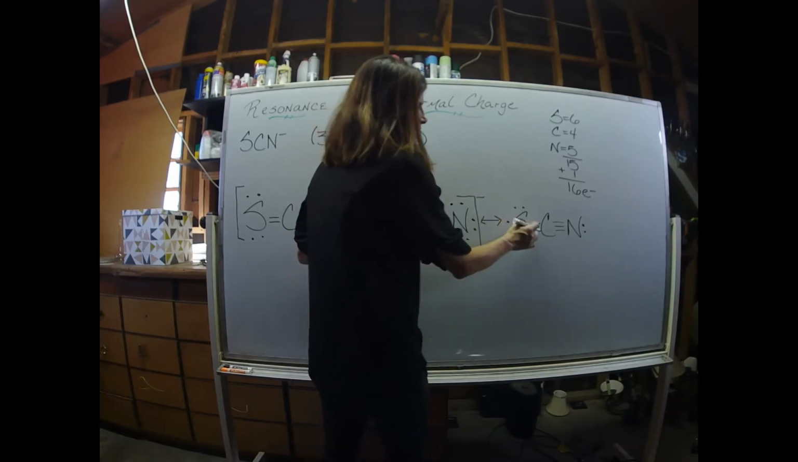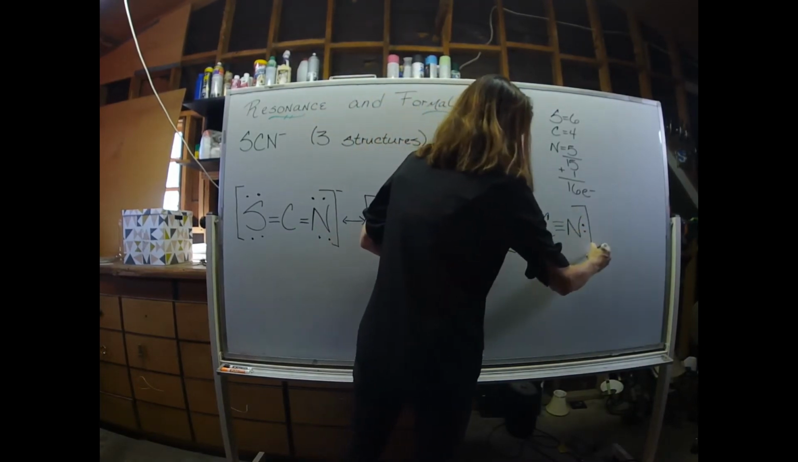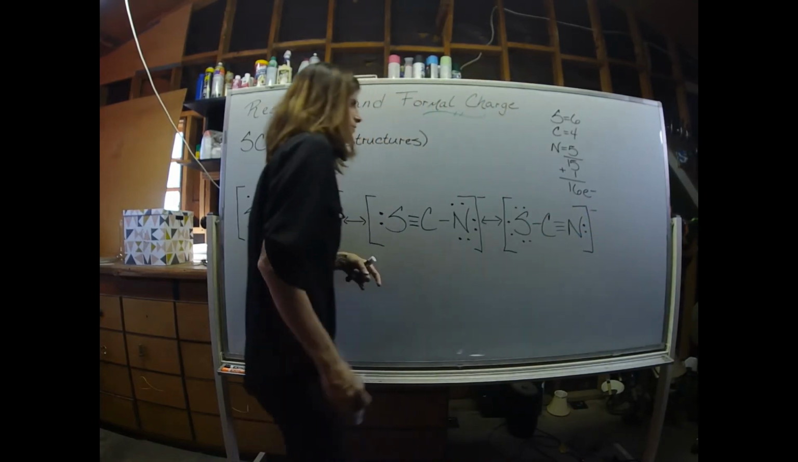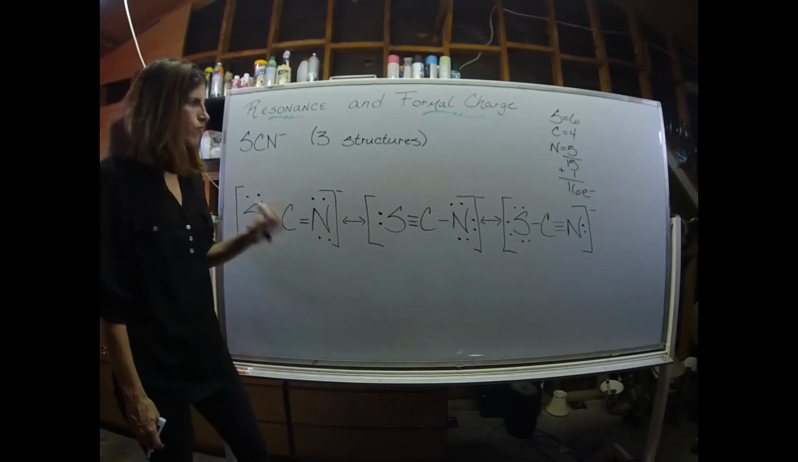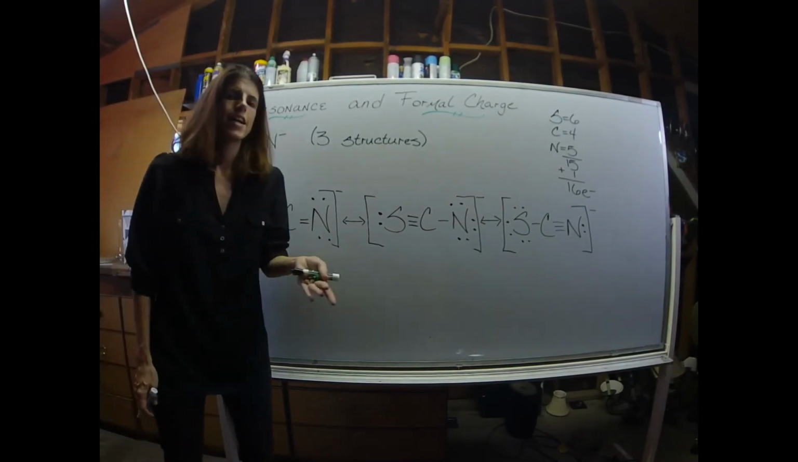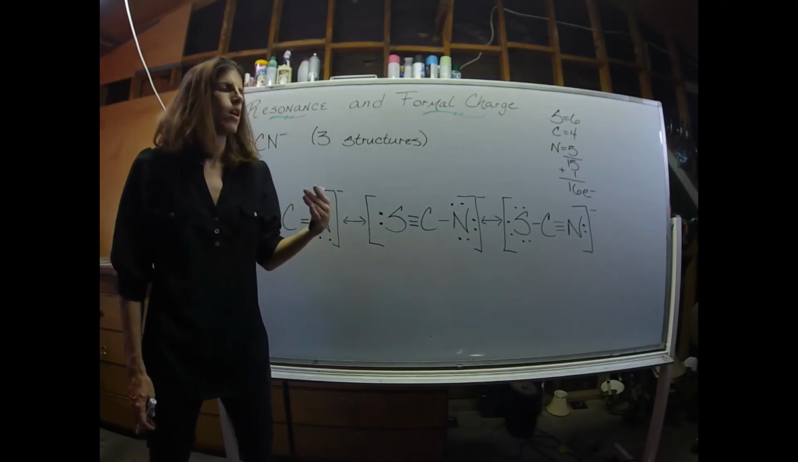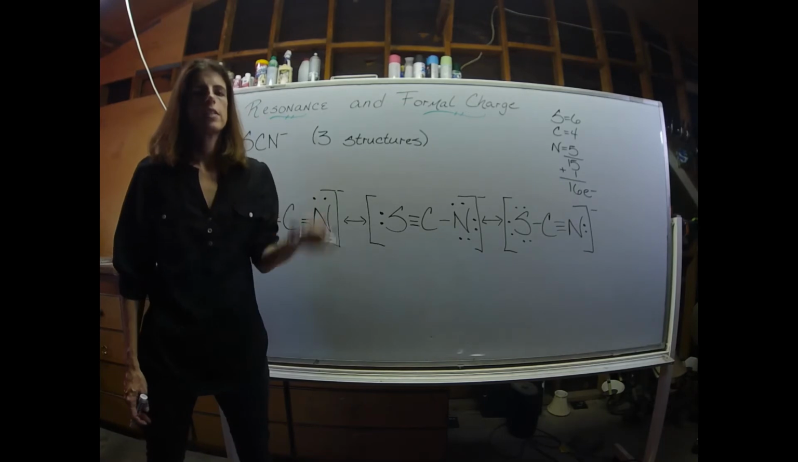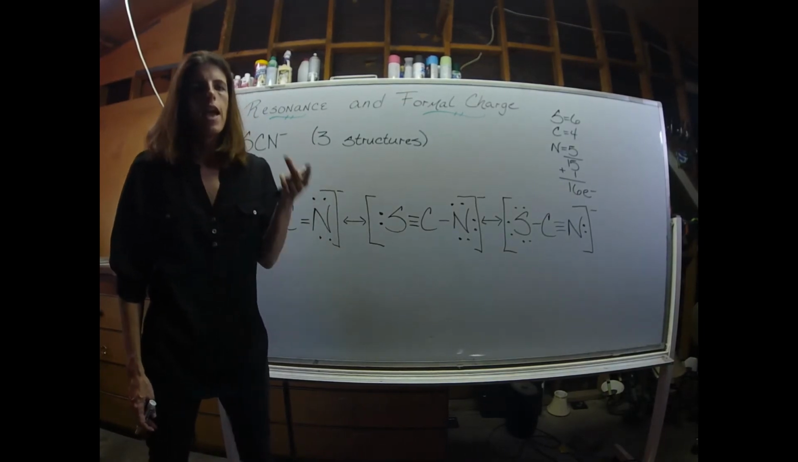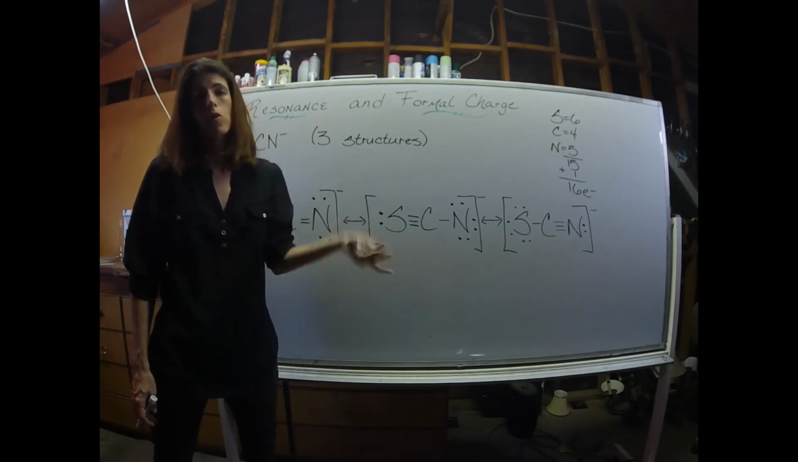2, 4, 6, 8, 10, 12, 14, 16. This too is a good structure. So we have 3 different resonance structures. Our next task, what everybody needs to be able to do by the time they finish working with the resonance structures, is to assign formal charges and analyze which of these 3 structures is the most likely, the best of the 3.